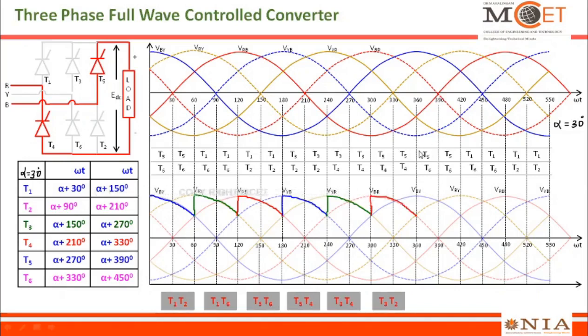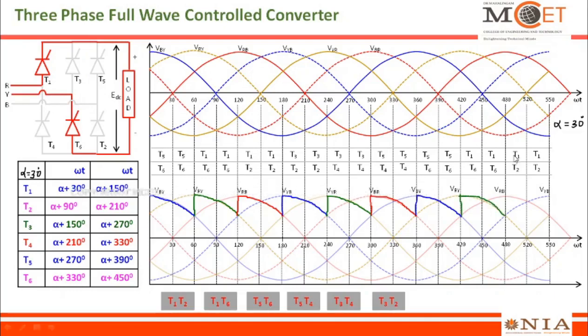Now the next 60 degree duration from 360 to 420, T5 and T6 are conducting. When I see that T5 and T6 are conducting, you can see that VB is the positive of the load, VY is at the negative of the load. So VBY will be the voltage, and this is the voltage which appears across the load. In the next 60 degree duration, 420 to 480, T1 and T6. When T1 and T6 are in on condition, VRY will be appearing across the load, and this is the VRY voltage which appears across the load.